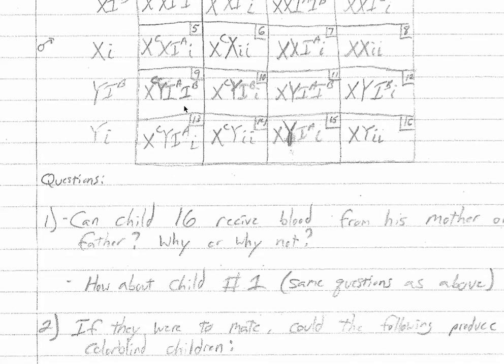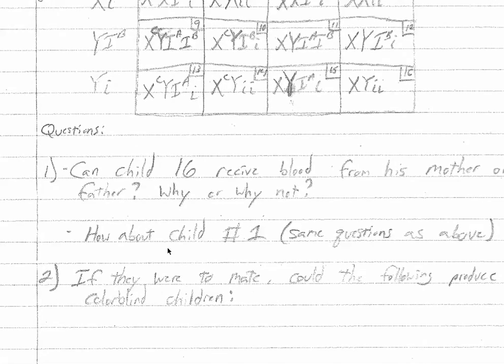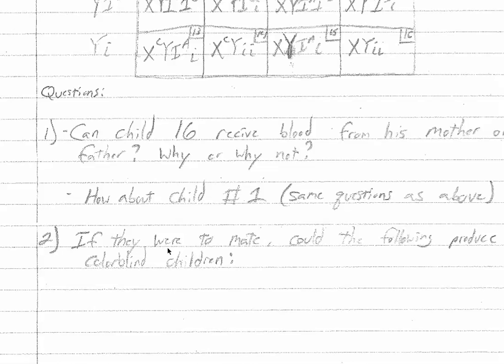And question 2 says, if they were to mate, could the following produce colorblind children? And that doesn't really make any sense because I didn't put anything down here.